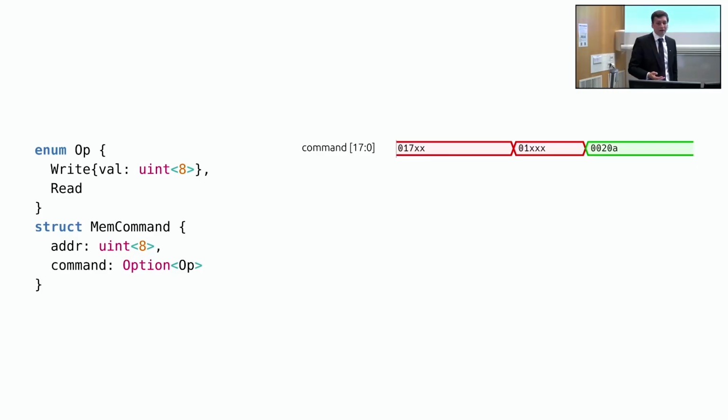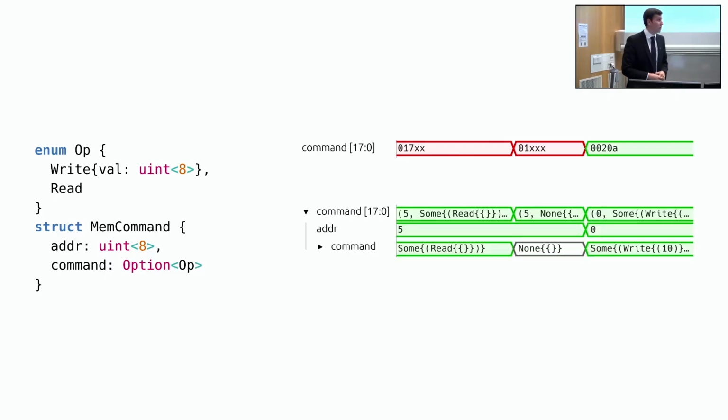So what Surfer can do is translate these values into values that have a lot more information in them. So the command with Surfer, with the translator enabled, looks like this. You can see it's accessing address 5, it's first reading for 2 clock cycles, then it goes to no command, so it's not interacting with the memory, before writing the value 10 to 0. And that's a lot more information than you get from the top trace.